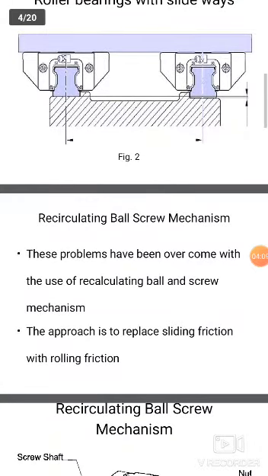For that purpose we use roller bearings. Next, reciprocating ball screw mechanism. How does this reciprocating ball screw work? The rotary motion from the drive motors is converted into linear motion, to move the various axes of the machine tool.